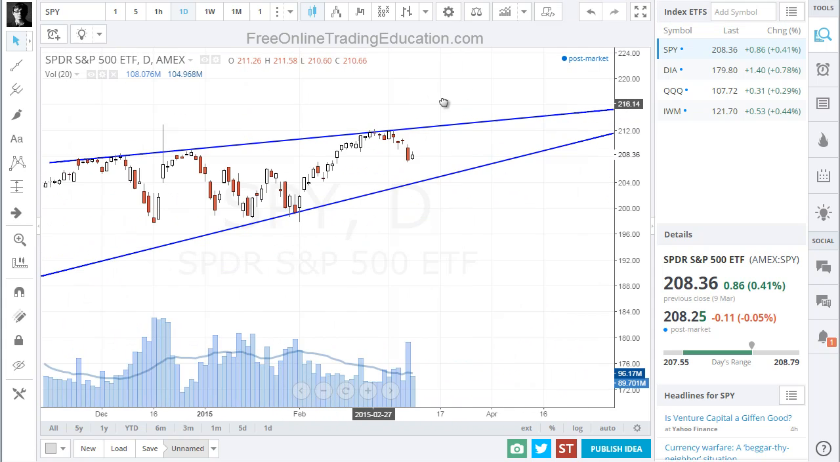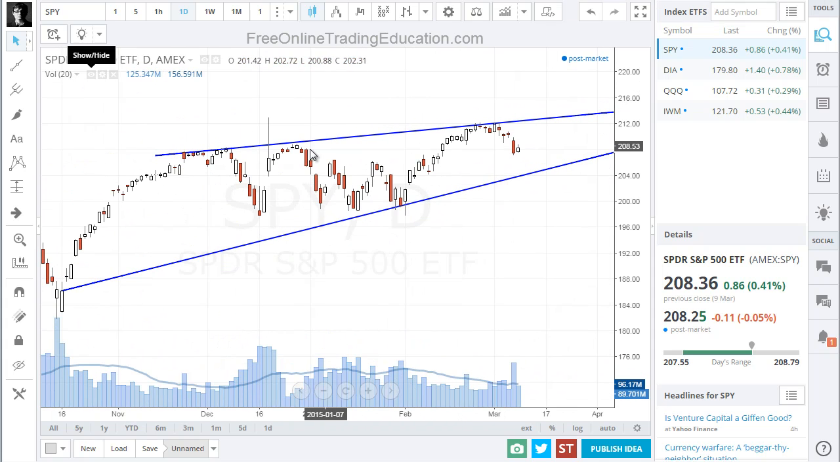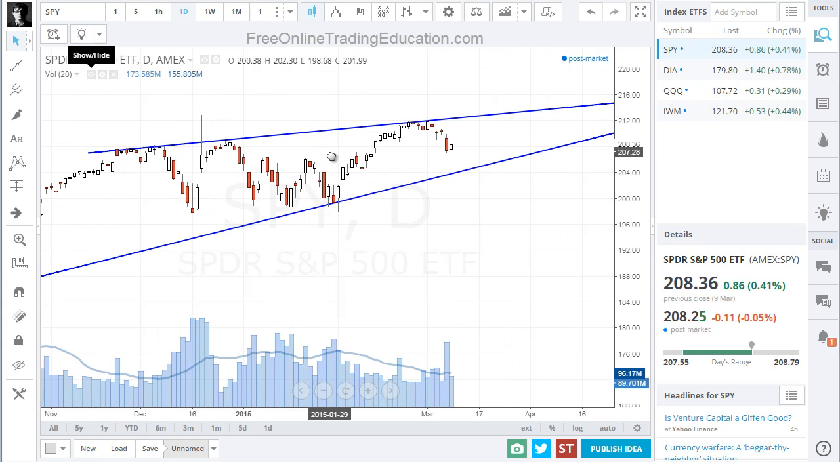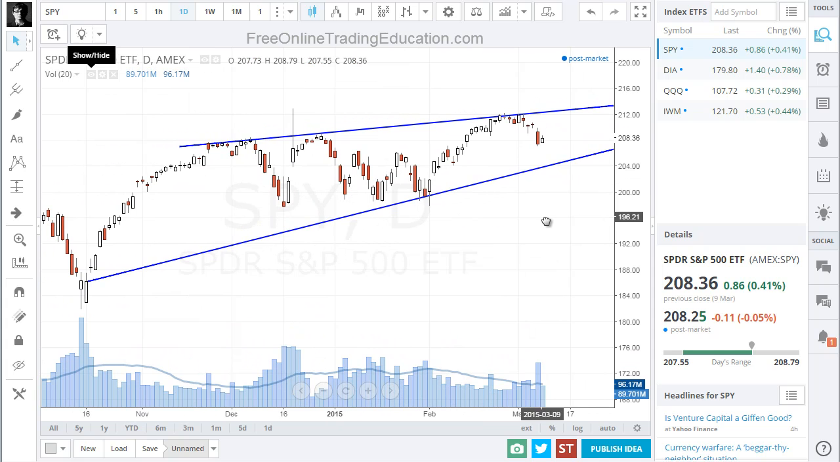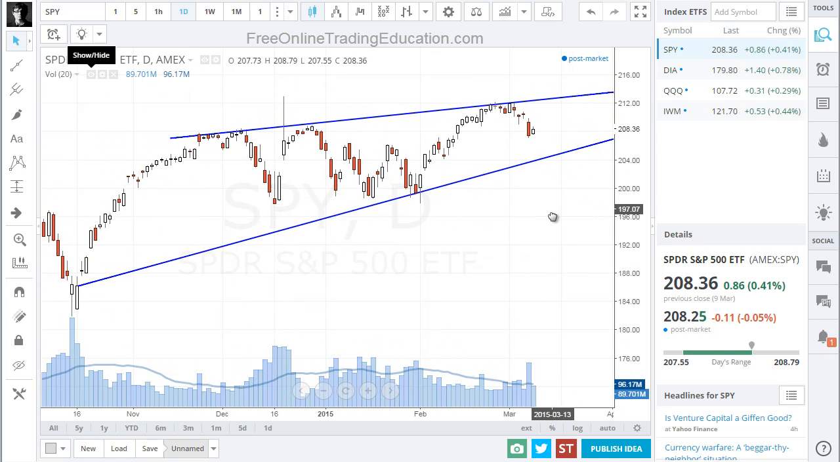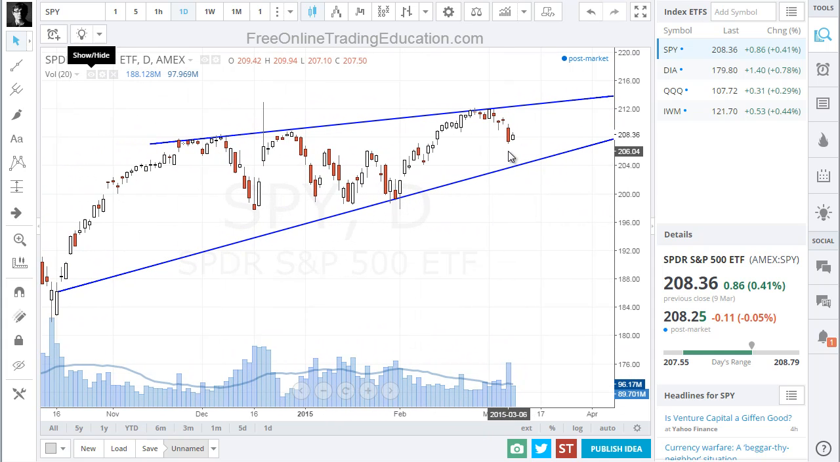So if you look at this, the spider, SPY, which is an ETF on the S&P 500 index, this is a rising wedge. Rising wedges are more bearish than they are bullish. But we are looking at the spider. Why are we not looking at the S&P 500 index?